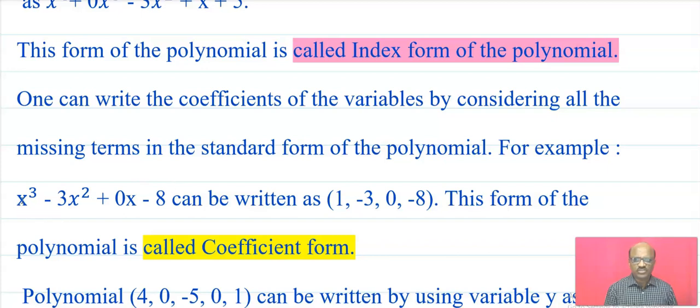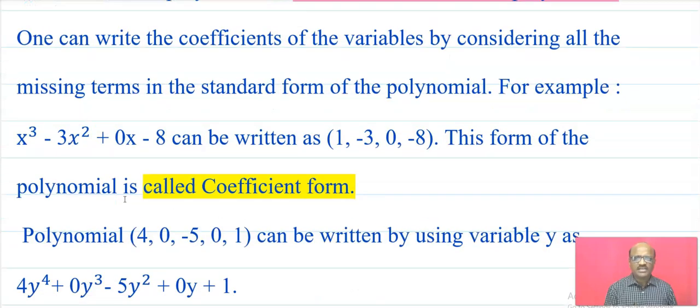Then what are their coefficients? The coefficient of x cube is 1. The coefficient of x square is minus 3. The coefficient of x is 0. The constant is minus 8. This form of the polynomial is called coefficient form.